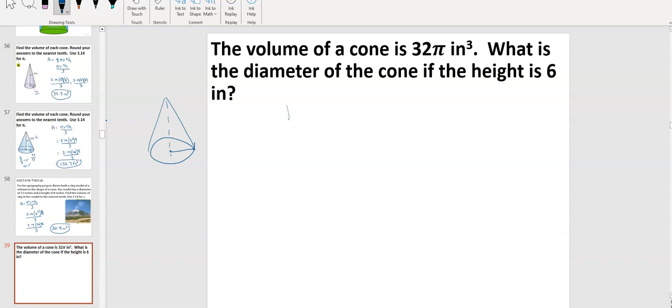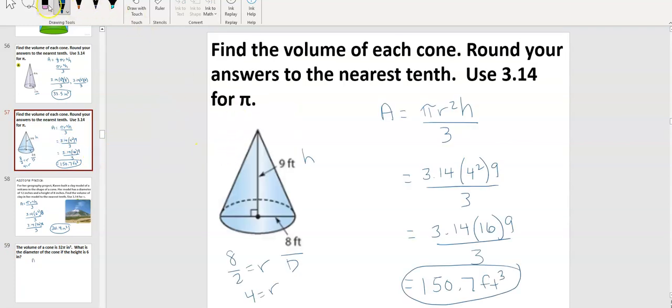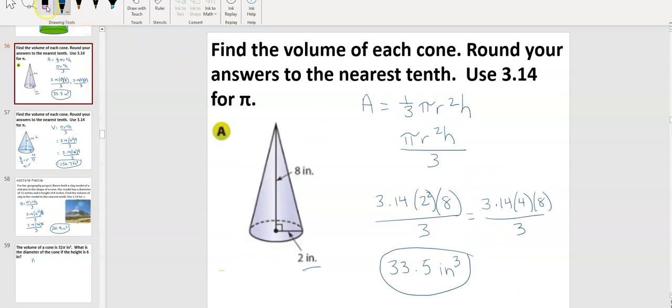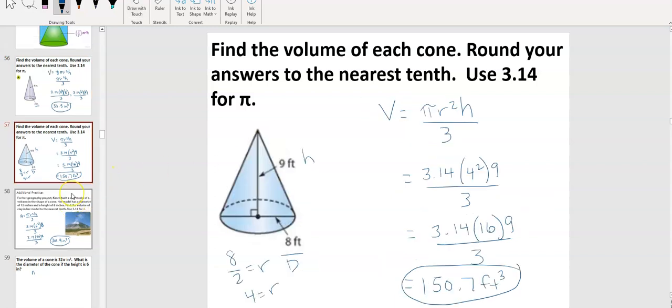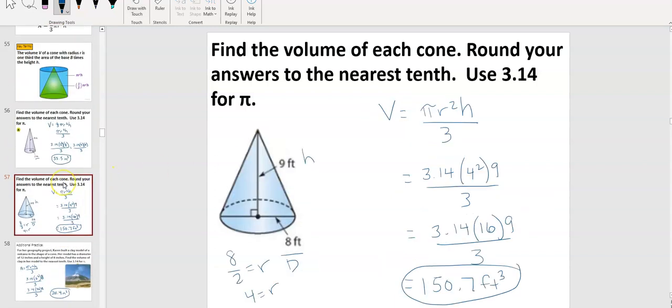I already know the volume. Oh, I keep using A for area. I'm so sorry. It's not area, it's volume. Silly me. I bet you're all yelling at me, "Ms. Kirkwood, it's not area. It's volume." This is the volume. That's why we're doing cubed. Let's fix this up. So sorry. Silly me. All right.